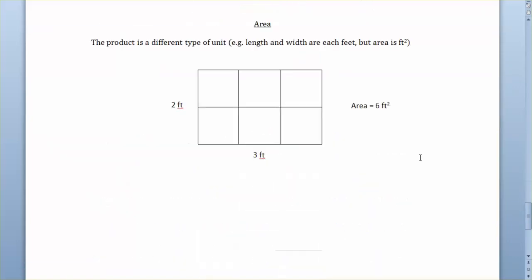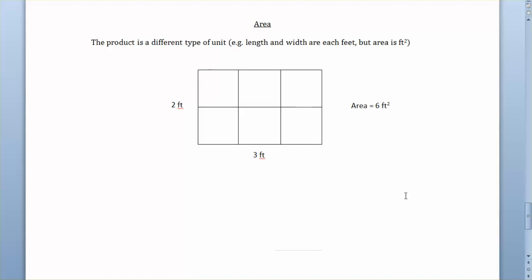Our last structure is the area structure, and this one's distinct because the product is a different type of unit than each of the numbers we're multiplying. For example, if we're thinking about a little carpet here that's 2 feet wide by 3 feet long, the length and width are each in feet, but the area itself is in feet squared.